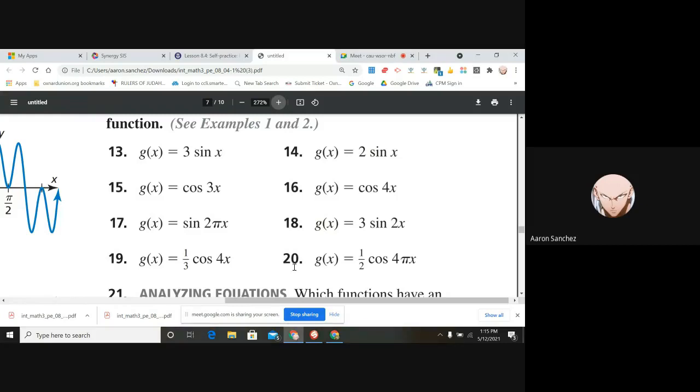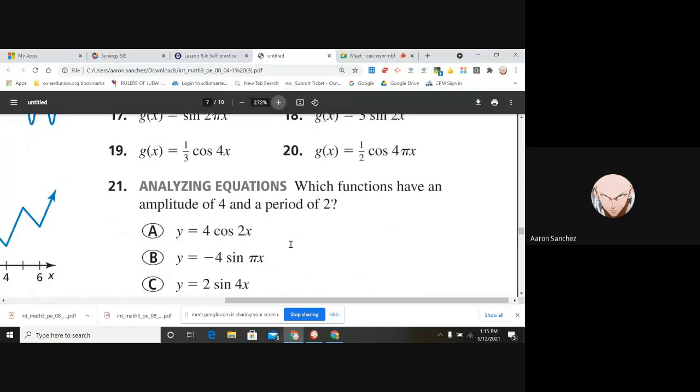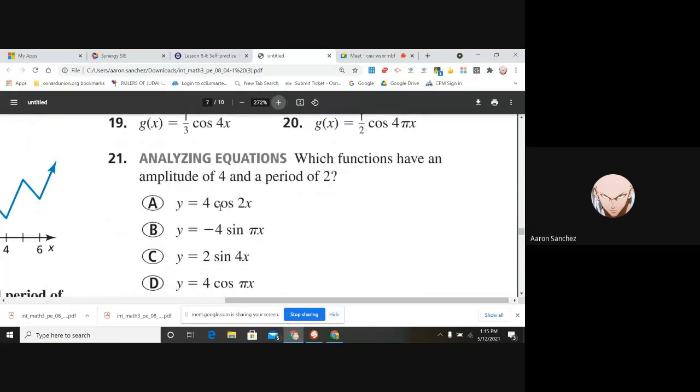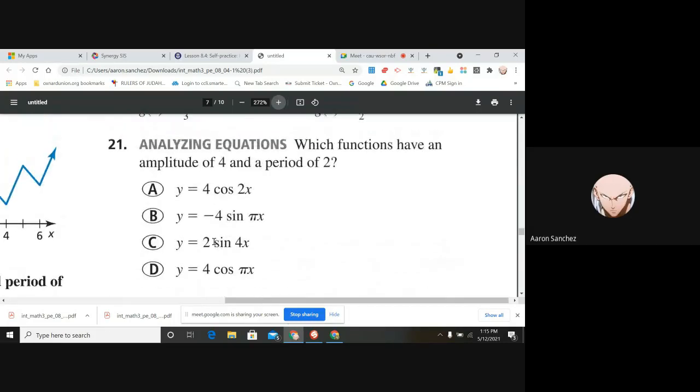Sorry. 21. Which functions have an amplitude of 4? Well, this one does, and this one, and this one. It's just that this is negative, still amplitude of 4. So 21, what comes after 21? 25 is next.